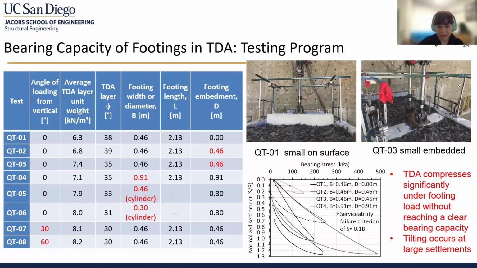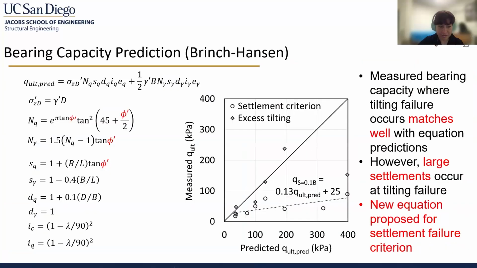Here are some helpful schematics related to the bearing capacity tests conducted. The first main conclusion from these tests was TDA compresses significantly under footing load without reaching a clear bearing capacity. The second conclusion was that tilting in the footing will occur at large settlements. And then some more helpful figures on the testing procedure. Next slide, please.